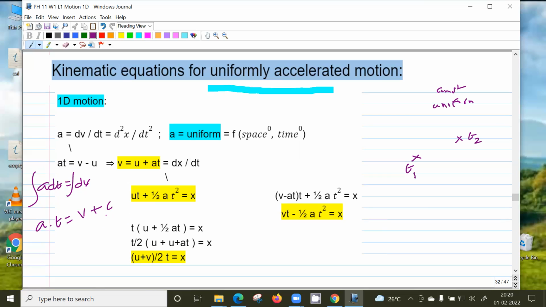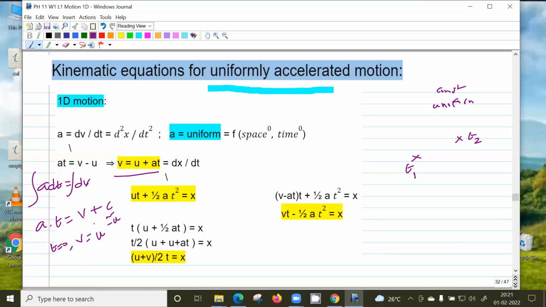Is it clear? You have to apply limits for v. So you find this integration constant at time t equal to 0. Velocity is the initial velocity. Let me call it u. So from this I get v minus u equal to at. Actually, at t equal to 0, v is u, so this constant C is becoming minus u.